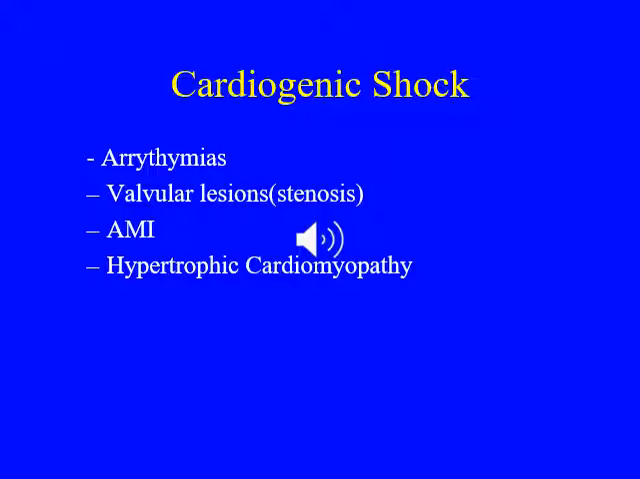Number two is valvular lesions like severe aortic stenosis or severe mitral stenosis. Number three, it's myocardial injury happening in acute myocardial infarction in a patient suffering from ischemic heart disease. Number four is hypertrophic cardiomyopathy, and different types of cardiomyopathy in severe forms can lead to cardiogenic shock.